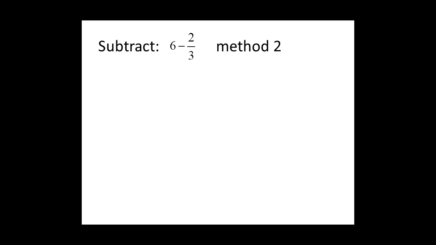We will do this same problem using method 2. With method 2, we change to improper fractions and then subtract. We have a number 6 and we need to change this into an improper fraction. To write any whole number as a fraction, you can write it as itself over 1. So now we have these two fractions, 6 over 1 minus 2 over 3. We need to find a common denominator. The least common multiple of 1 and 3 is going to be 3.